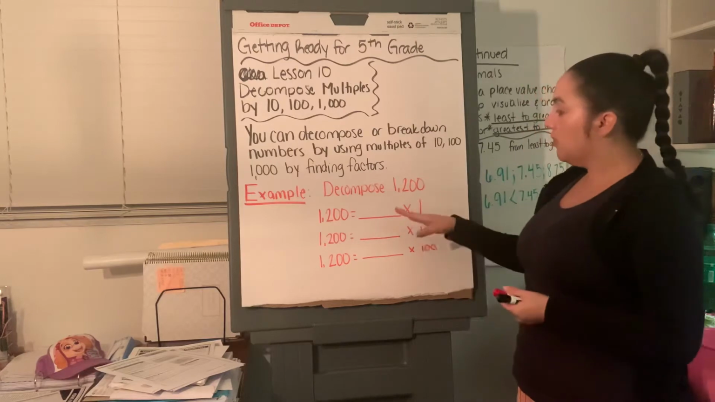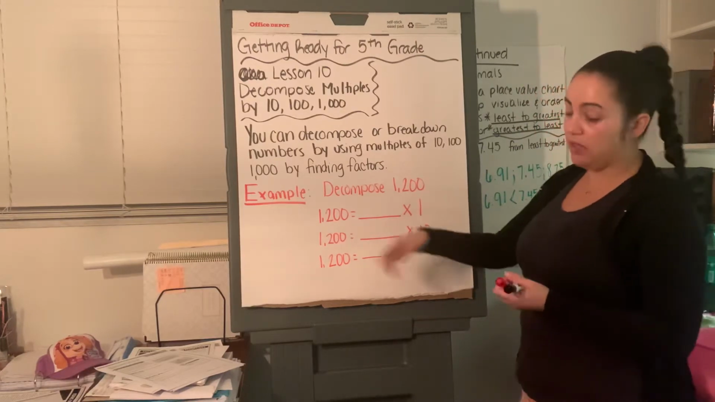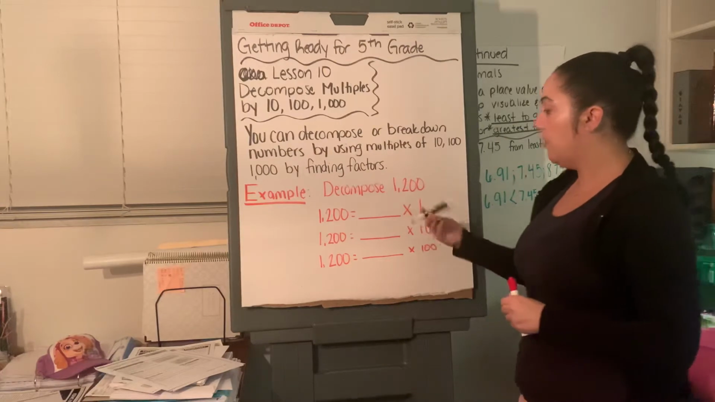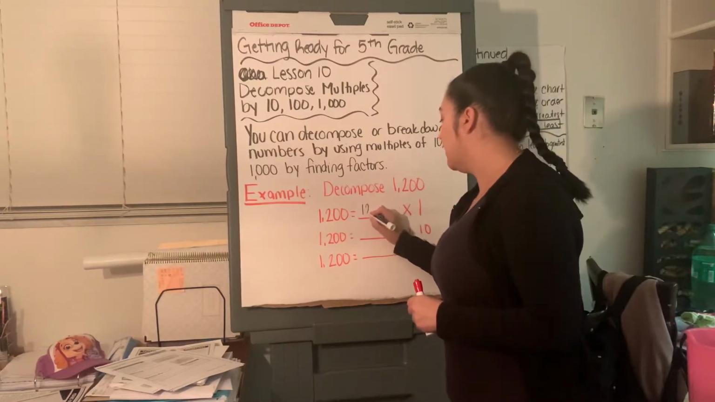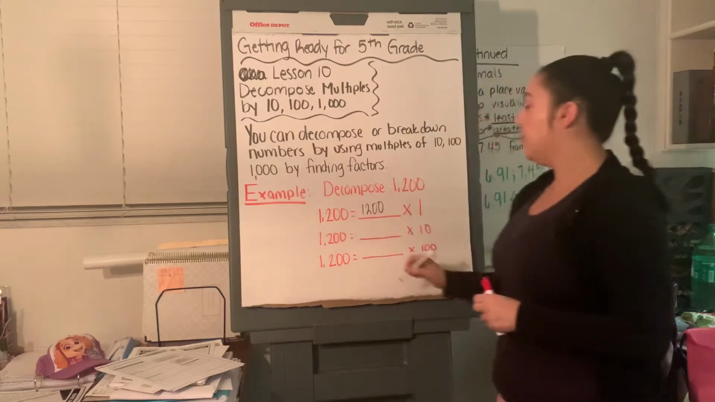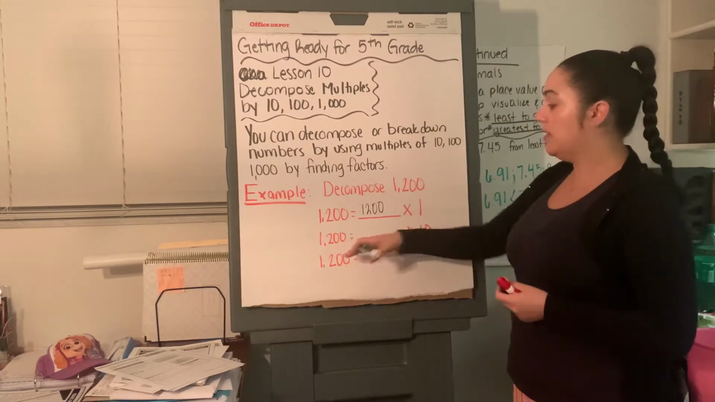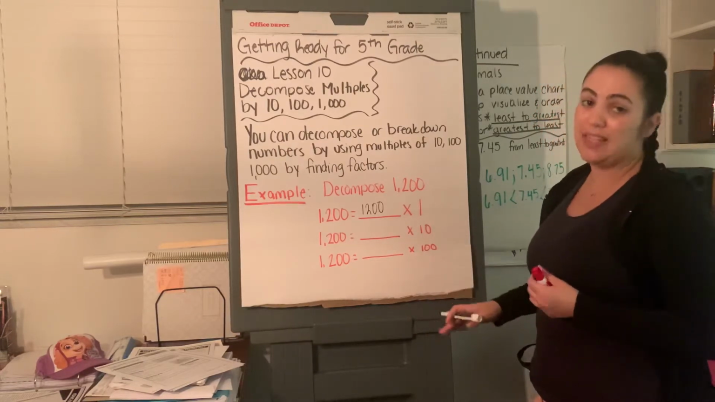So here, we're going to think of one number times 1 would give me 1200. Well, knowing that anything times 1 is itself, we know that we can use 1200 to break it down. But this is not really breaking it down. We really break down 1200 when we get into 10, hundreds, and thousands.